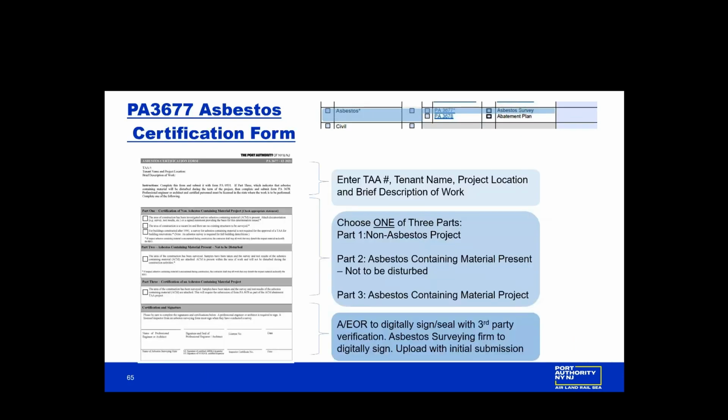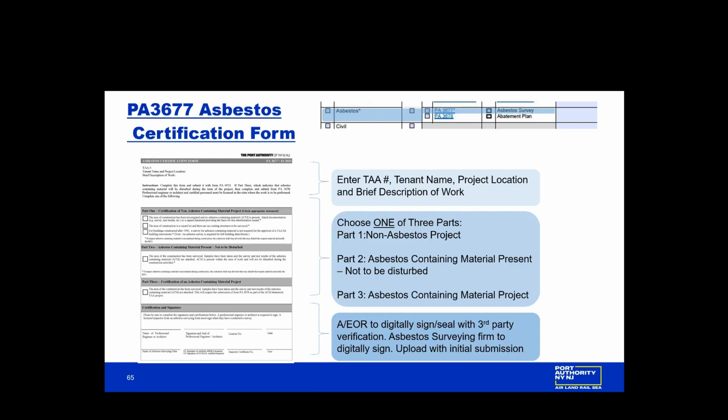PA 3677 asbestos certification form. So the top portion, again, you'll enter the TA number, tenant name, project location, and brief description of work. It should match what you're submitting with your 531. And for the middle portion, there's 3 parts, and you have to choose one of the 3. So part 1 is the non-asbestos project. Part 2 is asbestos containing material present but not to be disturbed. And part 3, asbestos containing material project.